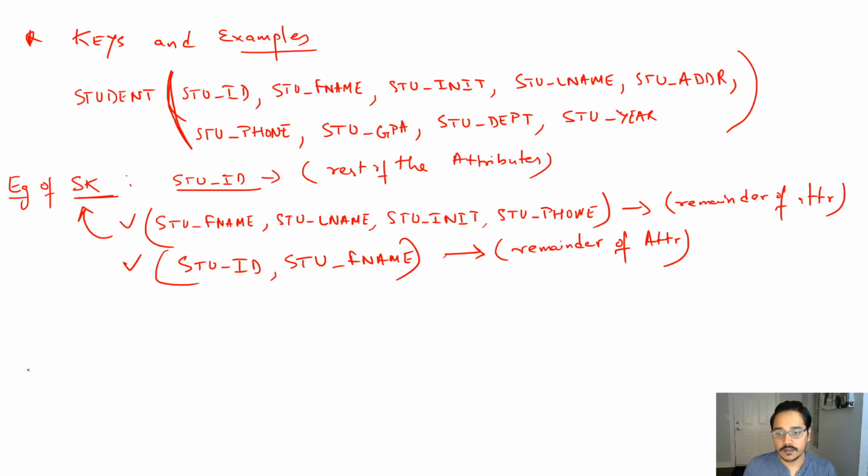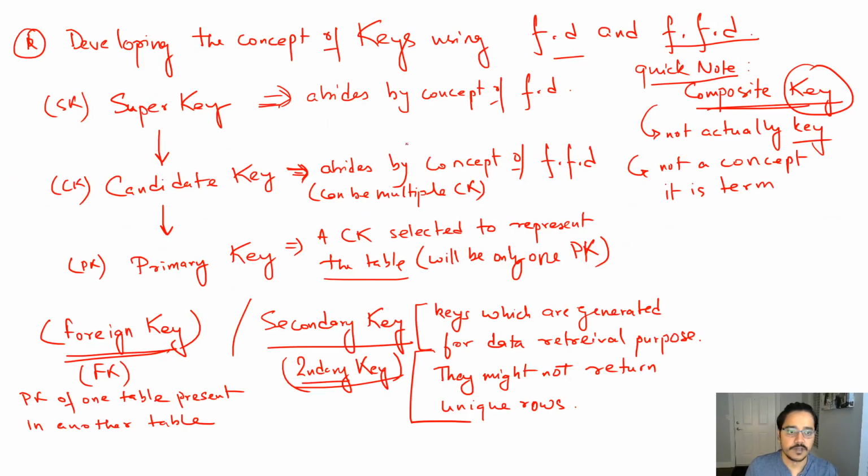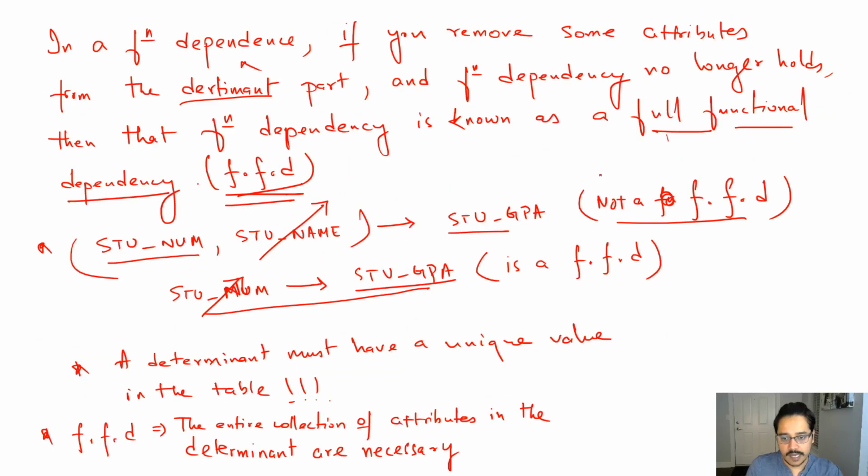Now if we look at the next example, which is an example of a candidate key, and so on and so forth, you can get the idea. You can create a combination of different attributes in order to ensure that functional dependency is met, right? An example of a candidate key, based on our concept tree, is something that abides by the concept of full functional dependency. Full functional dependency states that the entire collection of attributes in the determinant is necessary. They have to be present. If you remove them, then functional dependency no longer holds.